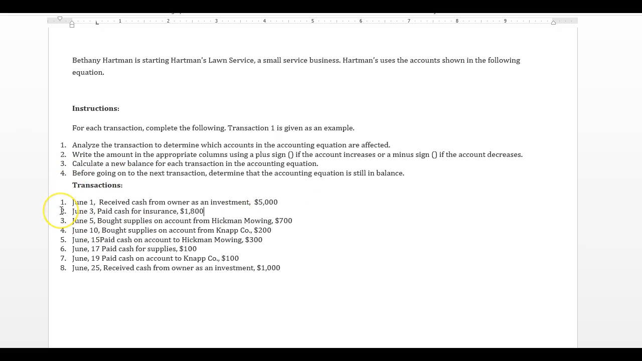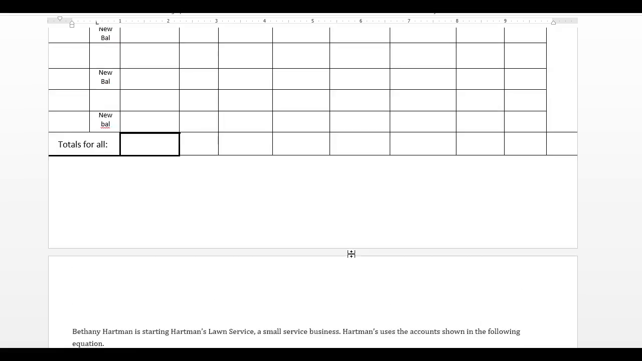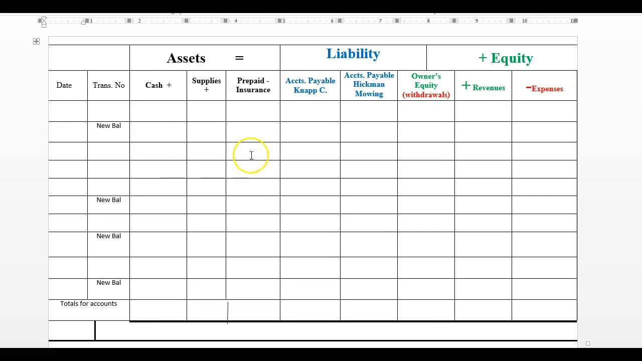The first transaction, shown by number 1, was done on June 1st. Received cash from the owner as an investment for $5,000. As we've done in the past, we're going to analyze the transaction. The first thing we need to do is put in the date, June 1st. Transaction number 1. Reading it, received cash means what? Was cash received? Did it come in or did it go out? Yes, you're right, it comes in. So in the asset column, under cash, we're showing that $5,000 worth of cash came in. And then, to balance out the equation, we're showing that $5,000 goes into the equity or capital account for the owner to show the investment.